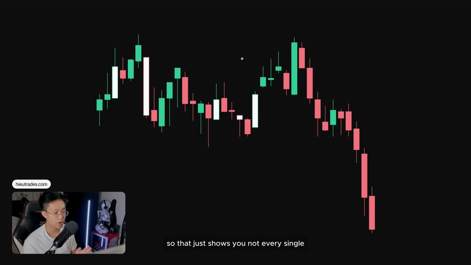So that just shows you not every single schematic is going to follow the exact accumulation, manipulation, distribution. Sometimes, or a lot of times, you would get accumulation straight to distribution. And with order flow, you are able to confirm which one is most likely going to be a manipulation or a genuine breakout.